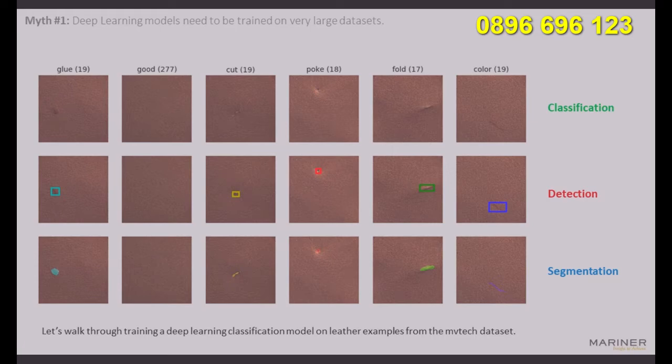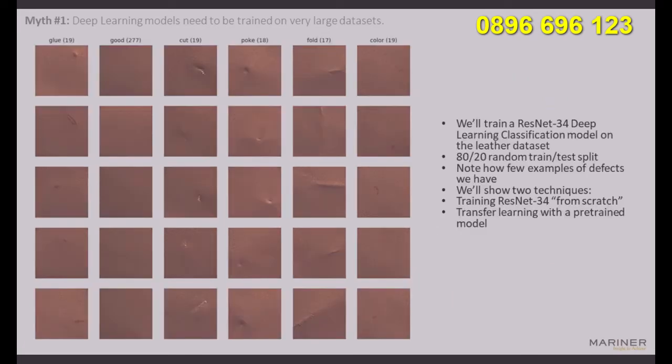Today, we're just going to explore classification, but really the results I present here will generalize pretty well to detection and segmentation. So let's get into some real results here. Again, I just want to give you a sense for the kind of data set you need to train these models. So here again is the MVTech leather data set. And we're going to train our model to detect those 6 different classes: good, glue, cut, poke, fold, and color. We'll train what's called a ResNet 34 deep learning model. It's called 34 because it has 34 layers. It's a pretty common architecture, kind of a middle of the road.